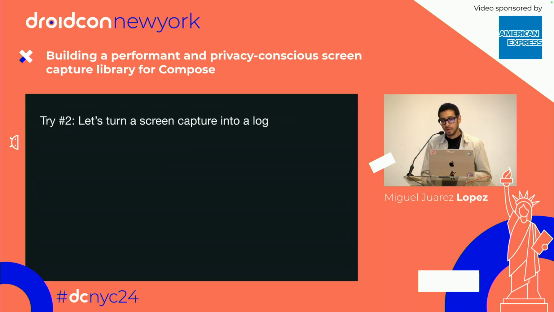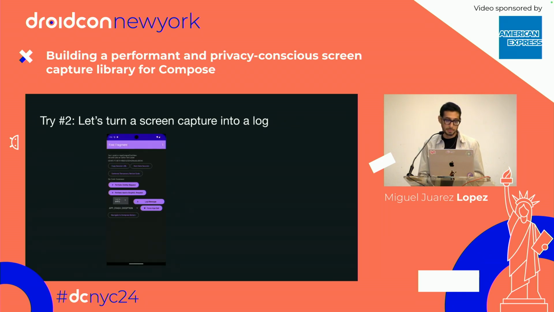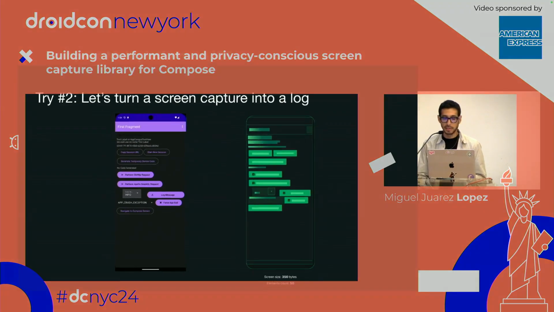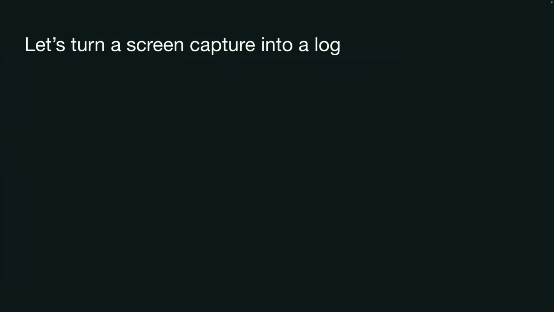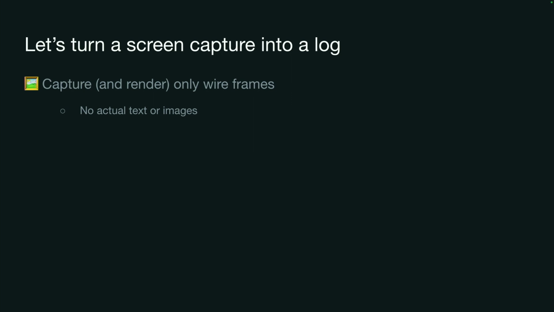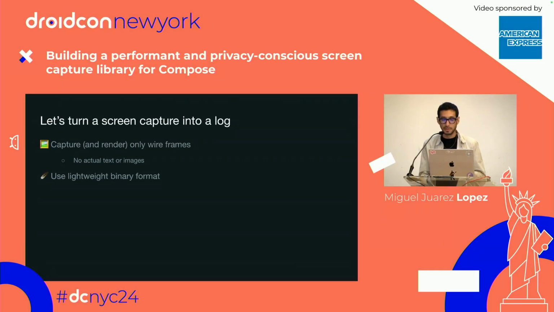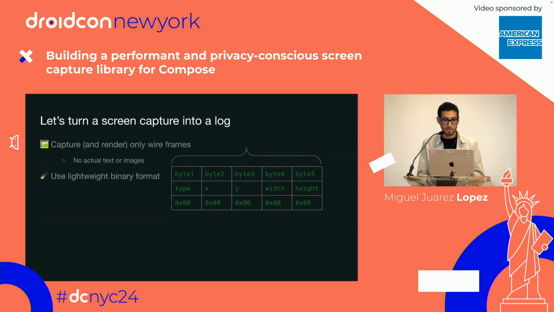Let's try again. Let's try to turn this screen capture into a log. So spoiler alert, you've seen what it's going to look like. Let's say instead of capturing the screen, we capture a wireframe representation of the screen. And so, yes, we will capture and render in our backend only wireframes. So no actual text or images. We just skip that. We use some lightweight made-up binary format. The information that you need to represent that screen is very minimal.